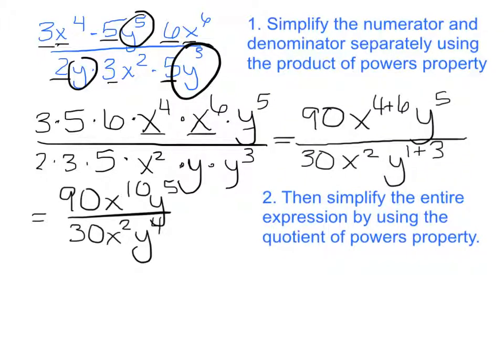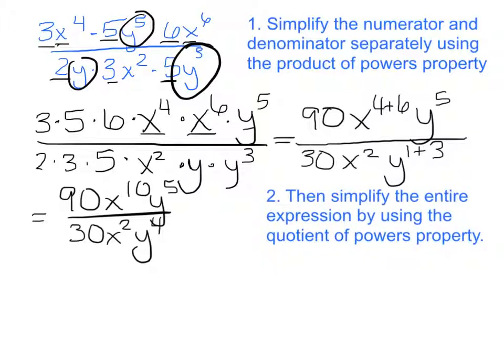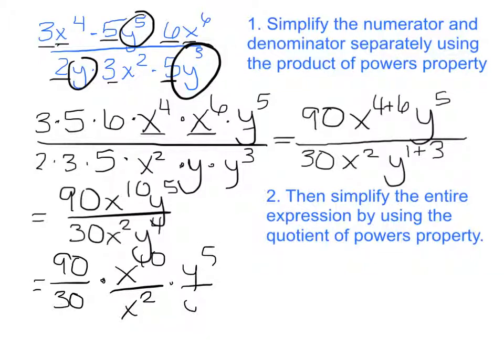Now let's look at step 2. We're going to simplify the entire expression by using the quotient of powers property. The quotient of powers property says that if I have exponents with the same base that are being divided by each other, then I'll be able to subtract my exponents. So let's rewrite this. I'll have 90 divided by 30 times x to the 10th over x squared times y to the 5th over y to the 4th.